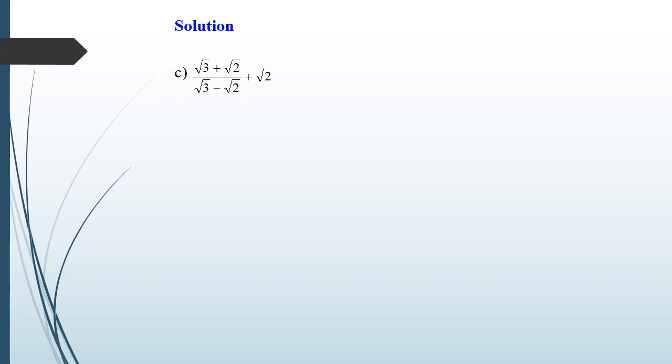So for question C, the last question. So what do we have here? (√3 plus √2) divided by (√3 minus √2) plus √2. Okay, so we have the √2 here on the right side beautifully, so don't do anything with it. What we need to do is to simplify the one with the fraction. So what we need to do is to multiply with the conjugate of the denominator, which is √3 plus √2. Multiply both on the numerator and the denominator, and then plus √2 on the right side.